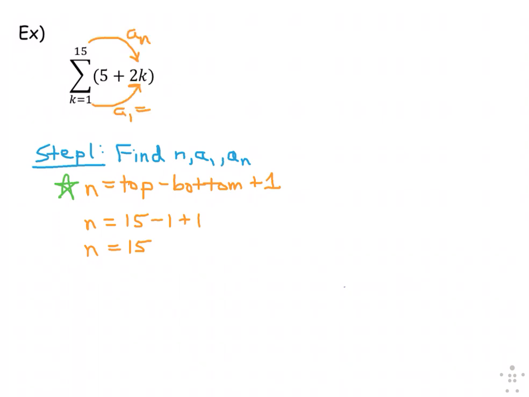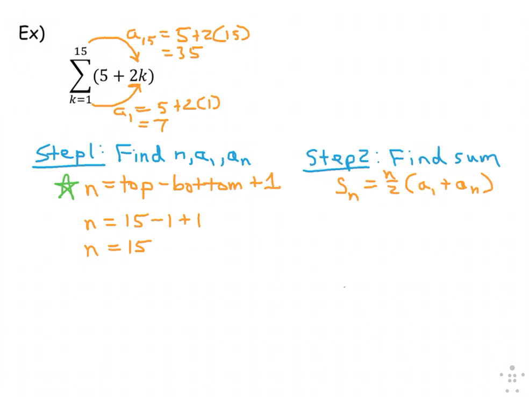To find the first term then, you substitute in the initial value of the index of summation into the formula. And then to find the nth term, in this case 15, a sub 15 is when you take the top number and substitute it into the formula. Those values are 7 and 35. So now we have all the missing pieces for step 2 to find the sum.